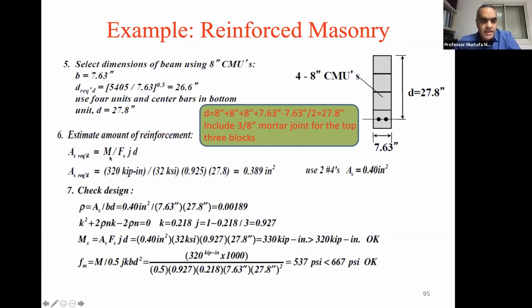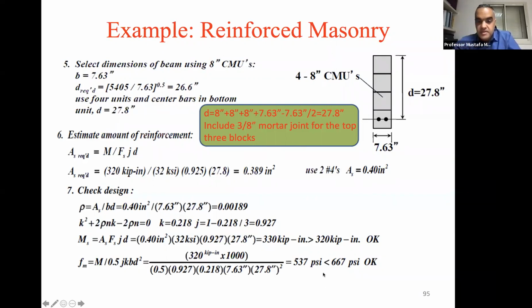So estimate the amount of reinforcement, divide the moment by F sub S j d. We have everything, so it's 0.389 inch square. That's tool number 4. Then we can check the design here, meaning that we use the correct row and then find the moment. It's 330 kip-inch, greater than the load.